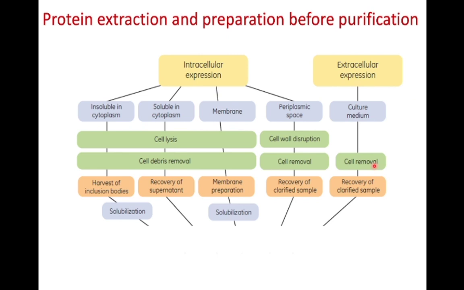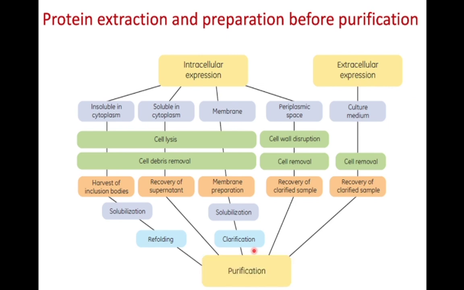The next step is more related to insoluble material, where we had the inclusion bodies or the membrane preparation. Here we would need to solubilize the inclusion bodies and also solubilize the membranes. Afterwards, in the case of inclusion bodies, we'll have misfolding of the protein, so we need to refold the protein. And if we have a membrane preparation, again, we need to clarify the sample.